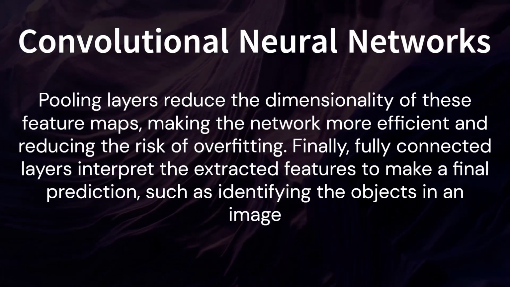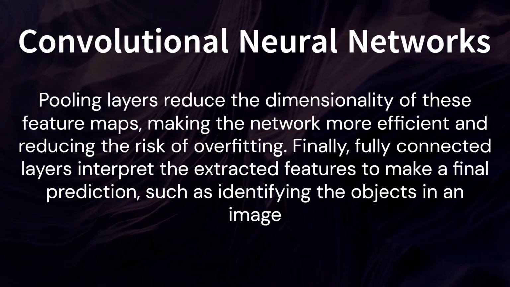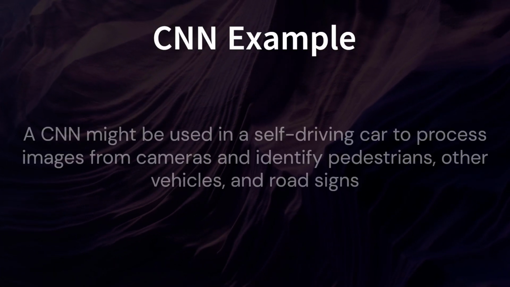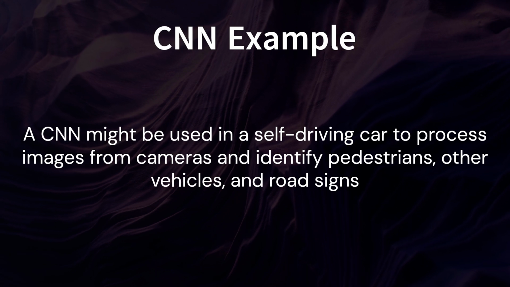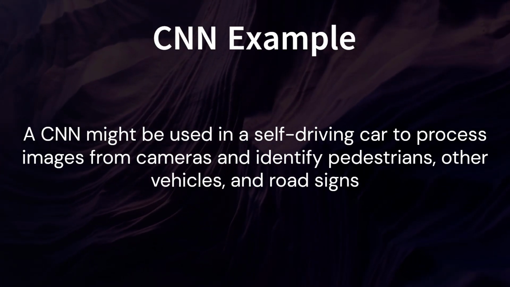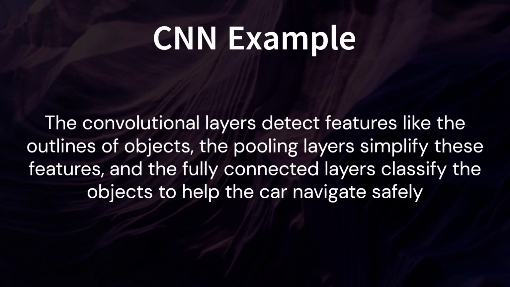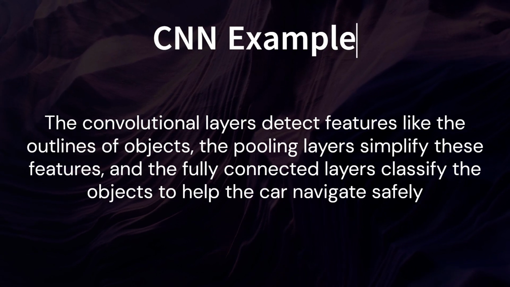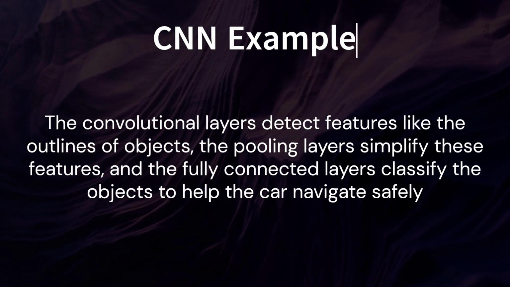Finally, fully connected layers interpret the extracted features to make a final prediction, such as identifying the objects in an image. For example, a CNN might be used in a self-driving car to process images from cameras and identify pedestrians, other vehicles, and road signs. The convolutional layers detect features like the outlines of objects. The pooling layers simplify these features, and the fully connected layers classify the objects to help the car navigate safely.